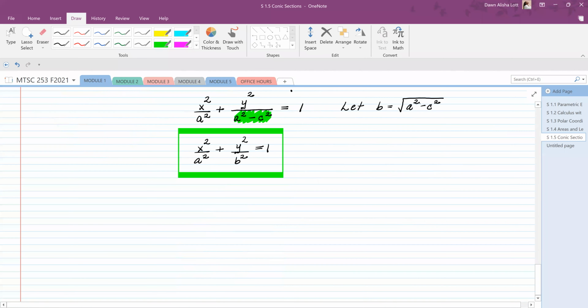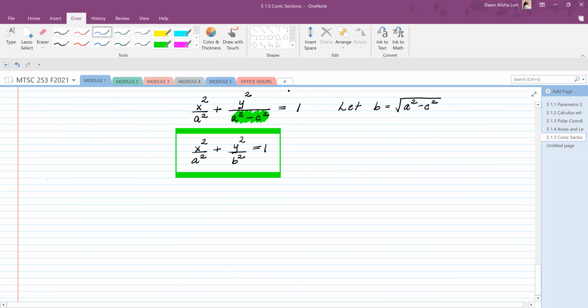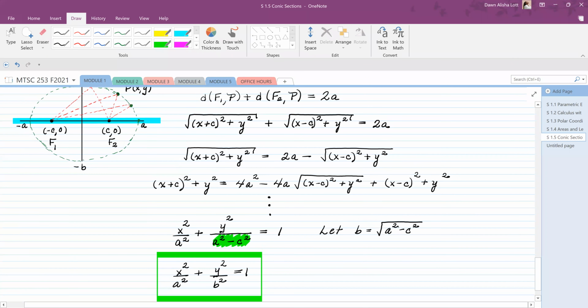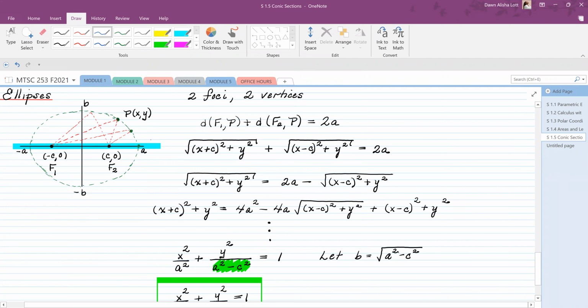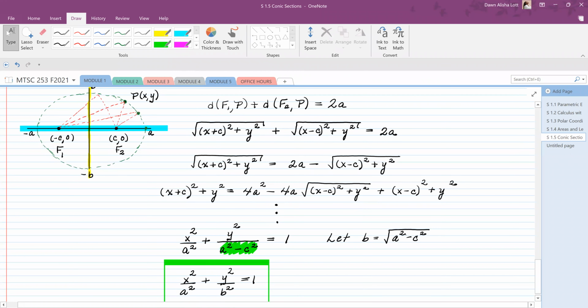The other axis is the minor axis. So this is the major axis, and the other one is the minor axis. Notice that a is always, in this case, bigger than c. a is always bigger than c.